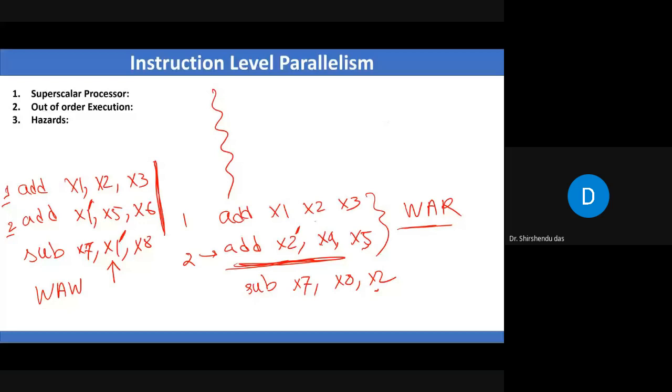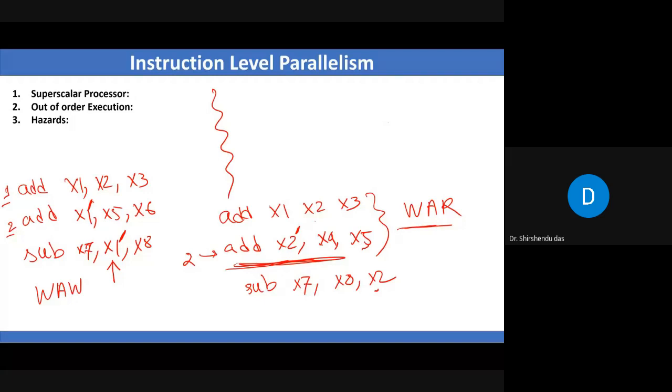But you must understand that this type of hazards also occur, and these are very common. Even if you write any of these hazards like WAW hazard, then you will find a page, and I think in GeeksforGeeks also. So it means that the programmer should also know the concepts. Okay, so this is called instruction level parallelism.